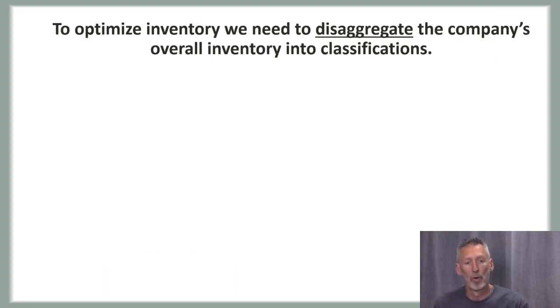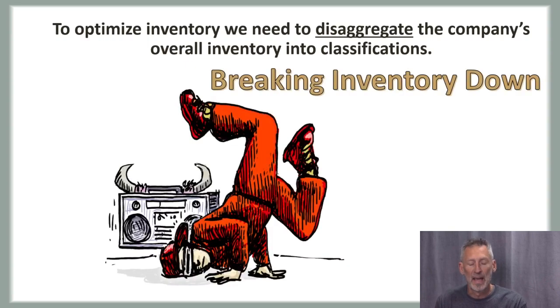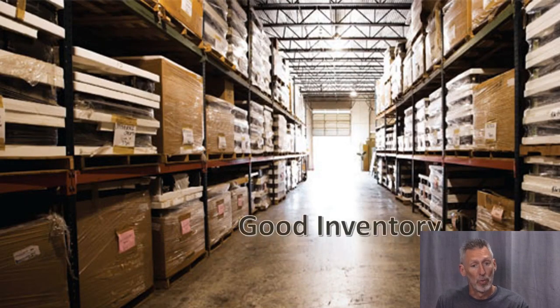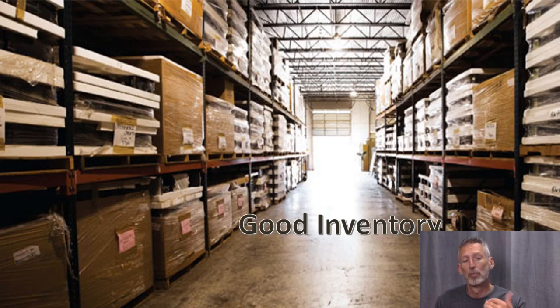Whenever we're looking at inventory, one key fact about the proper management of that inventory is we need to disaggregate, or break down, inventory. We can't just look at inventory as one big class. We need to break it down into categories. All right, so we'll do that. Let's take a look at an example of good, or normal, inventory. So these would be inventory types that you'd expect to see in any operation.